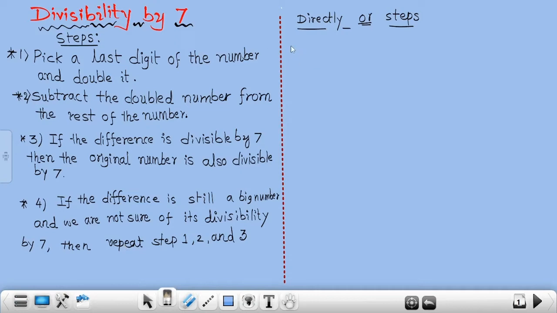I will write a 6-digit number here, that is 4,58,409. We have to check whether this number is divisible by 7 or not. So what does the procedure say? Pick the last digit of the number. In the given number, the last digit is 9. So you take it and double it. 9 into 2 is 18.